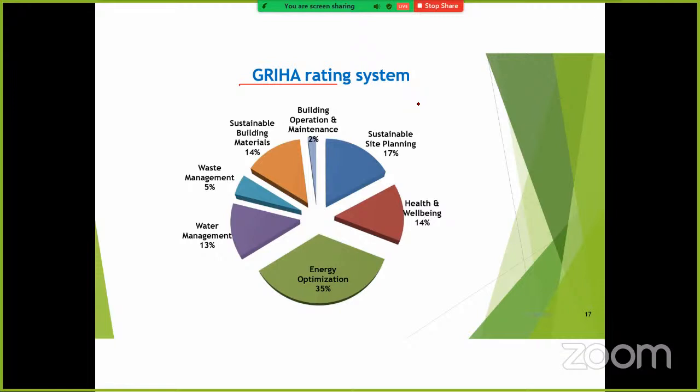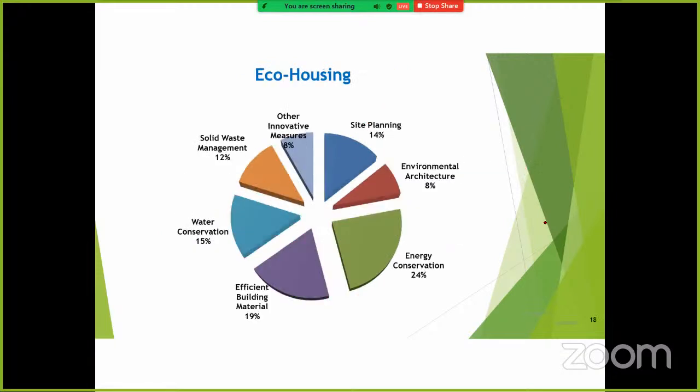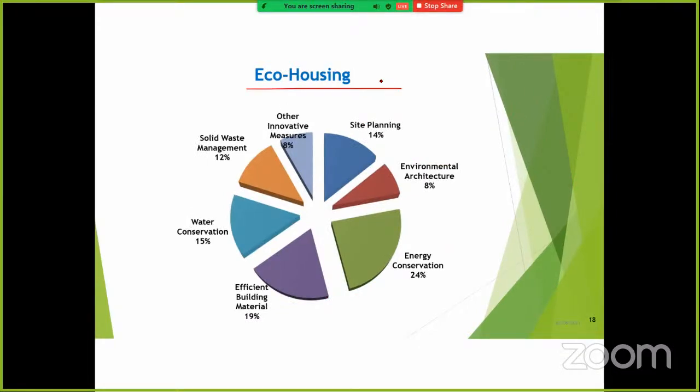5 climatic zones are given by our National Building Code 2016. So the sustainable site planning, health and well-being, energy optimization, water management, waste management, sustainable building material, and building operation and maintenance. These are the major criteria of the evaluation. Eco-housing, normally it is not used right now, but it is developed for Pune and Mumbai only.